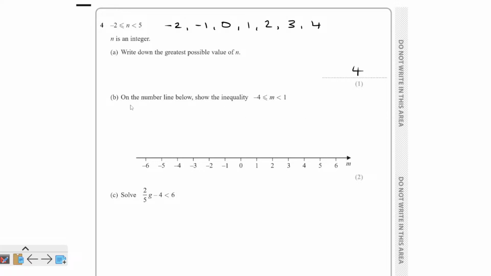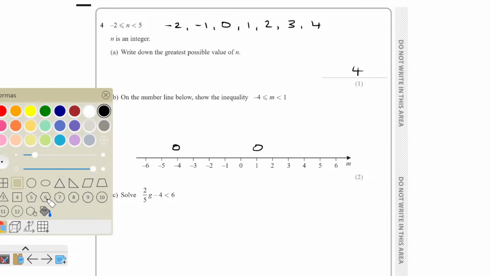Then part B, we have on the number line below, show the inequality -4 is less than or equal to m, which is less than 1. So we don't need to solve this, it's already just in the form of m, so that's perfect. We can go straight ahead and draw on our circles. So whichever numbers you've got, that's where you draw circles. So we've got -4 and 1. And then, because it's a range, we can just draw a line between them.